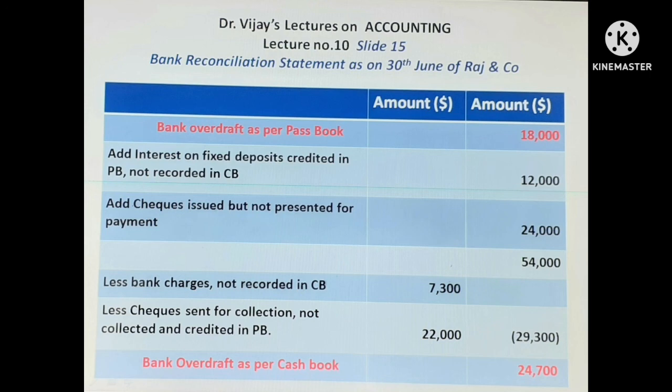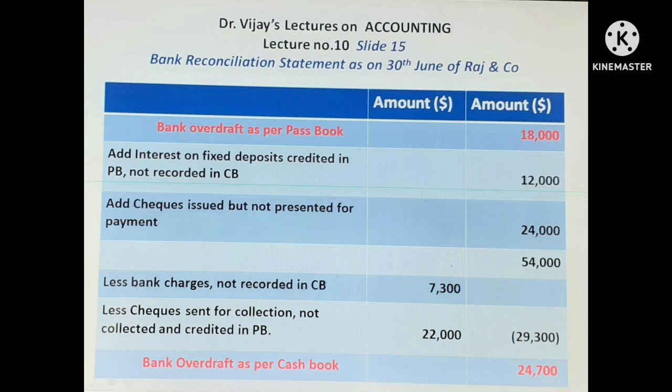When these two items are added, balance becomes 54,000. Then two items are subtracted. Bank charges not recorded in cash book, $7,300. And check sent for collection, not collected and credited in passbook, $22,000. The total amount to be subtracted is 29,300. So 54,000 minus 29,300 equals 24,700. That is bank overdraft as per cash book of Rajan Company as on 30th June end.